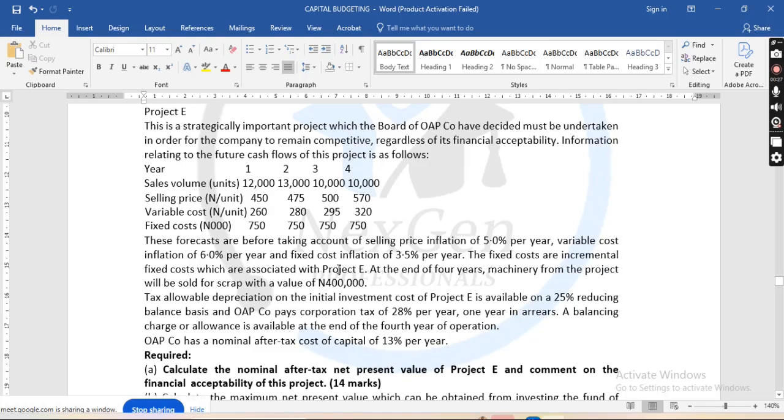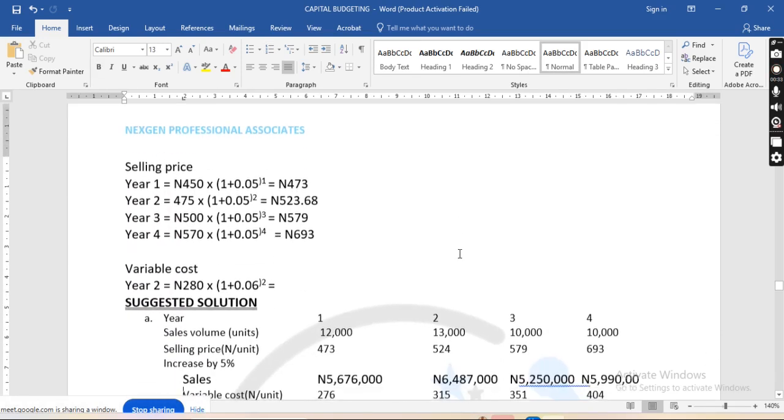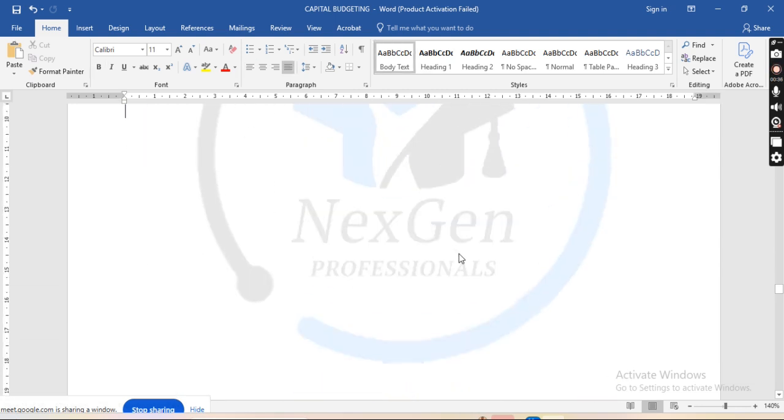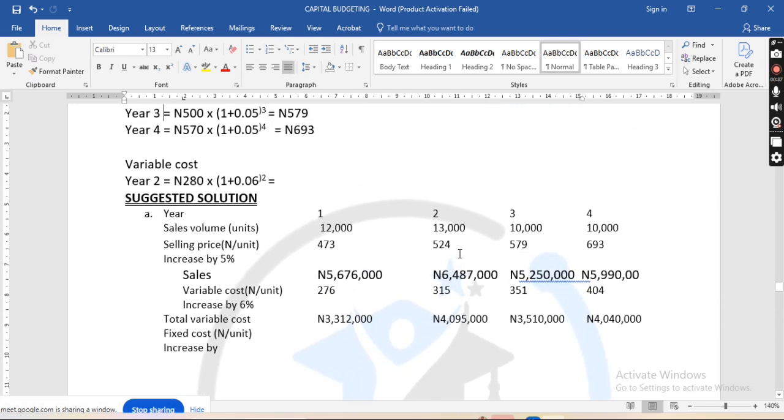So we are here to correct the total cost for selling price. Quickly, just give me the figure. For year one, we have five million, six hundred and seven. Just give me the figure so I will move on, please.